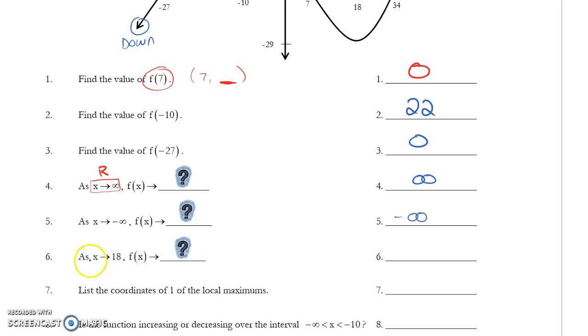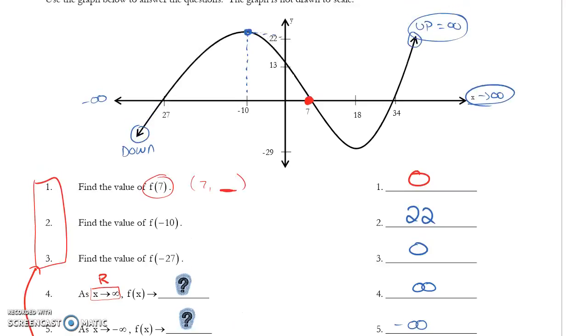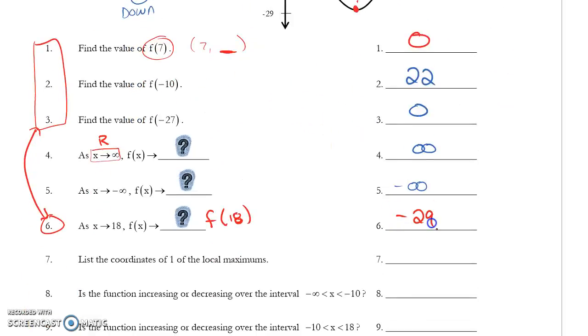This is a little different, but this question, number 6, is really the same as numbers 1 through 3. These are the same thing. As x approaches 18, f of x approaches what? That's a fancier way of me saying, what's f of 18? It's the same thing that I'm asking. So f of 18 means, here's the ordered pair. Oh, that's at this number down here. F of 18 is negative 29.